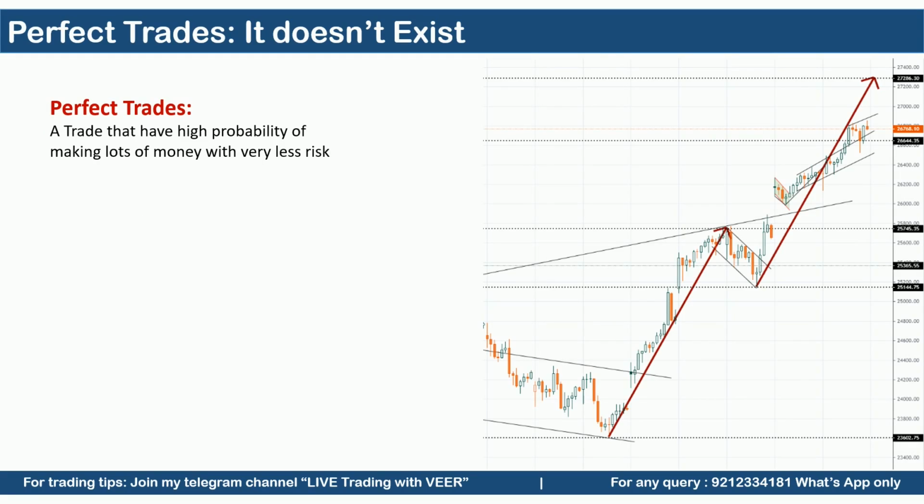Perfect trade. What is a perfect trade? By definition, a perfect trade means a trade that has a high probability of making lots of money with very little risk. Dear friends, is it possible? In my opinion, it isn't. If a perfect trade exists, nobody is going to take a trade opposite to it, and it is a zero-sum game.